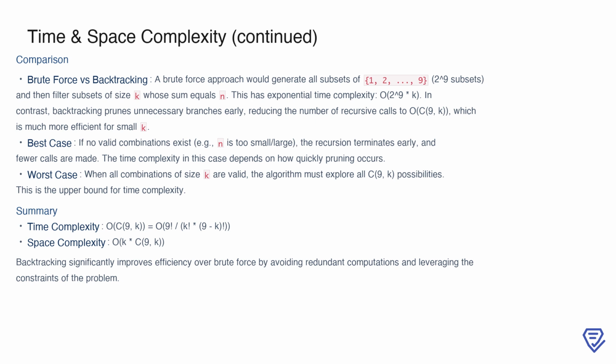To summarize, backtracking achieves a time complexity of 9^k and a space complexity of k, making it an optimized solution compared to brute force by focusing only on valid combinations and avoiding redundant computation.